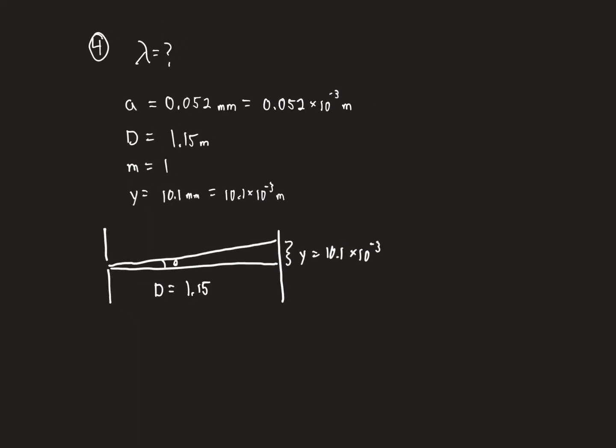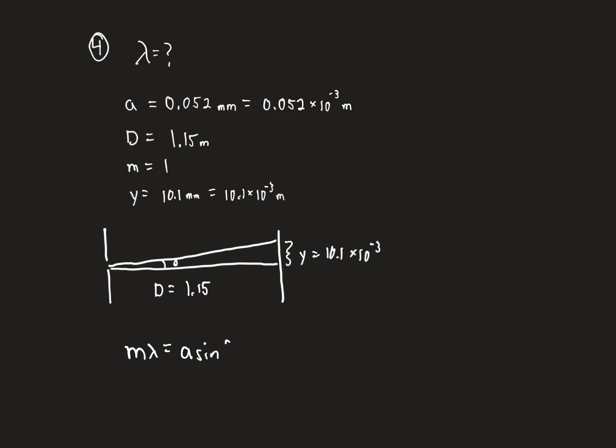What equation can I use here? Bragg equation. So Bragg equation is for a crystalline structure. Do we have a crystalline structure here? Nope. I'm getting a diffraction pattern. What is the equation for single slit diffraction? M lambda equals A sine theta.